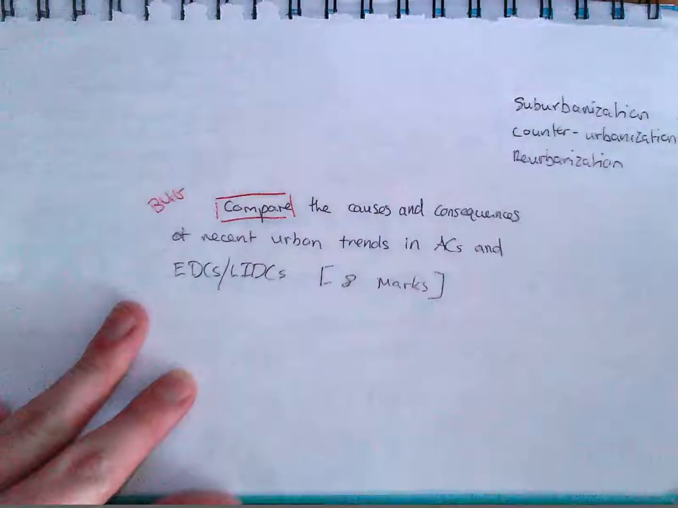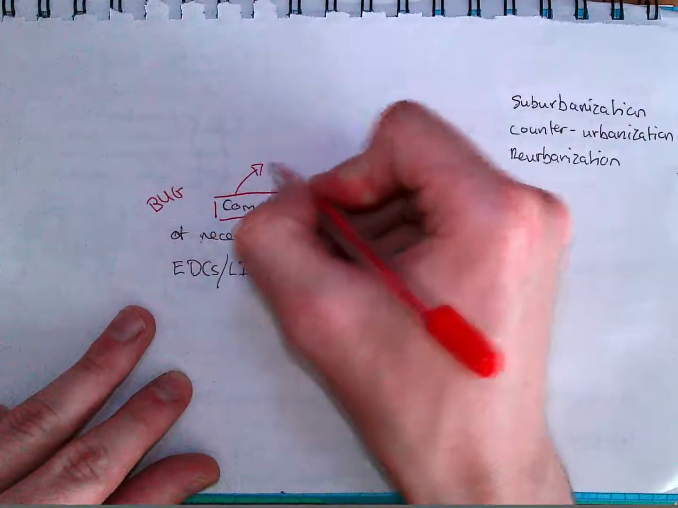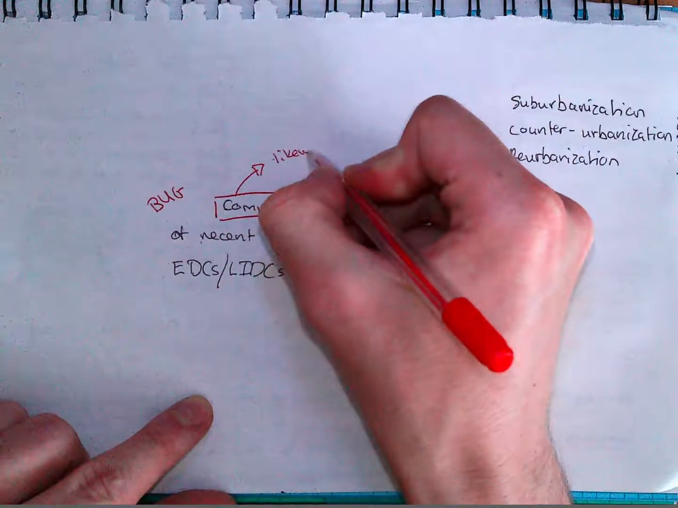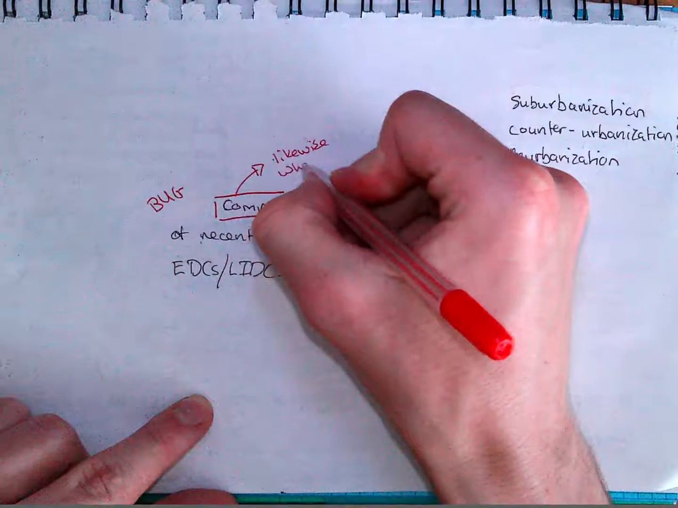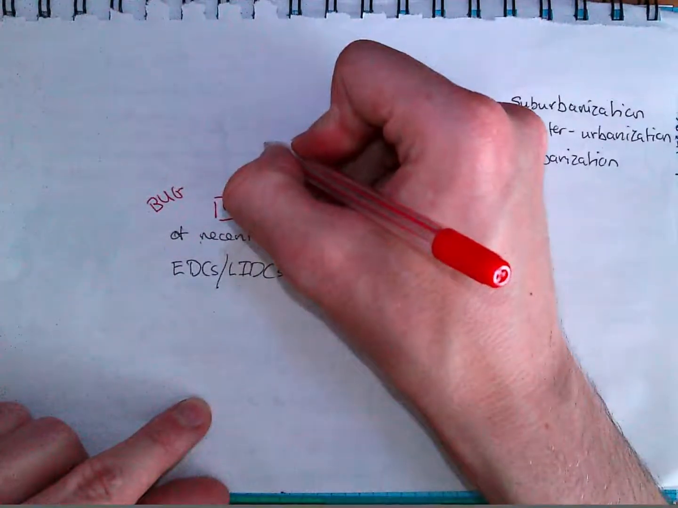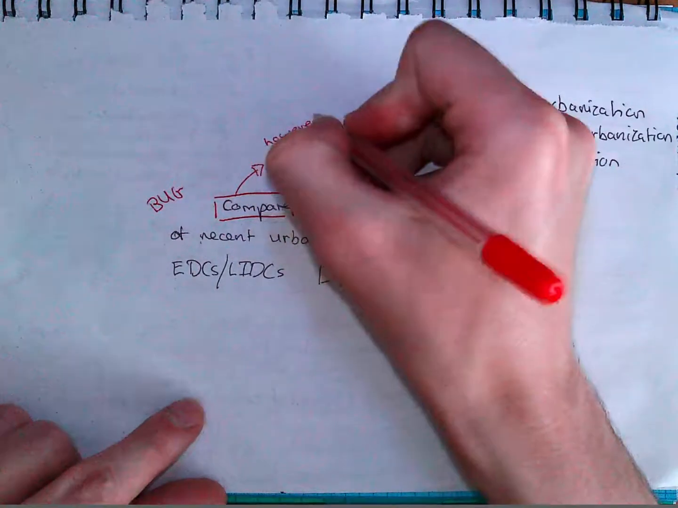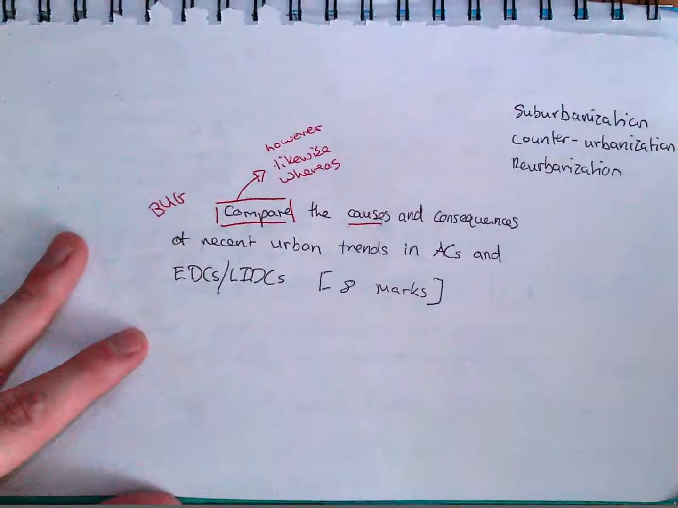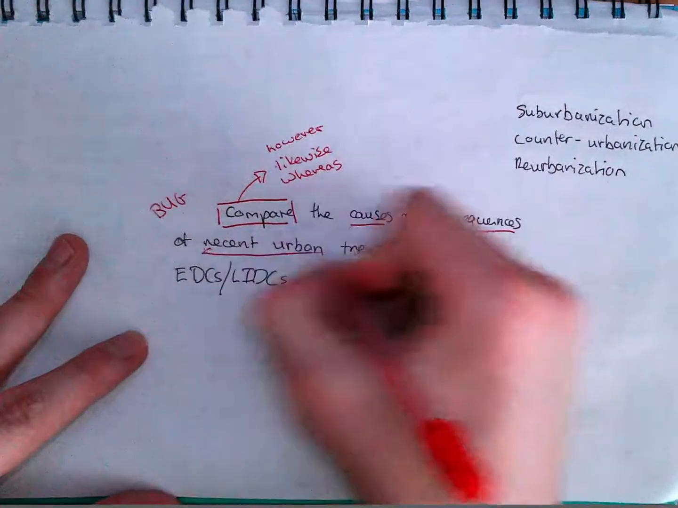Compare. Compare is our command word. So we are using your comparative words like likewise, which is if something is similar, whereas if something is different. And then there are loads of other ones that we could use, like on the other hand, however, differently. So causes I went through in the content video, and consequences as well. And I went through each urban trend and what they mean.